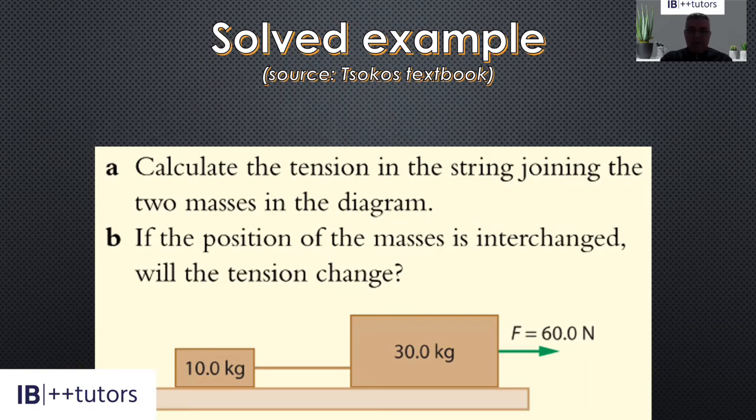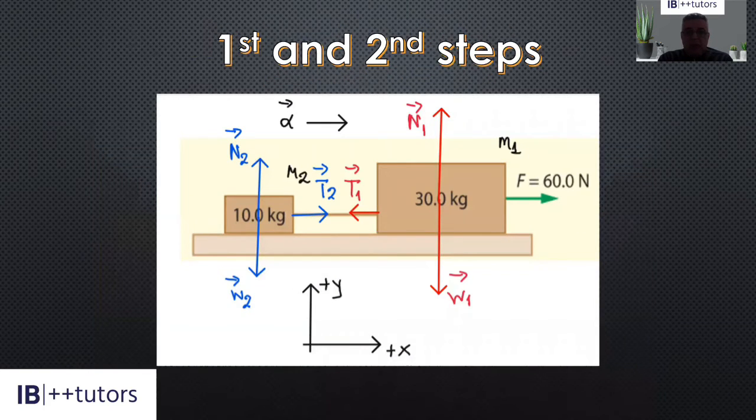And you can see that we have 2 objects and the force being applied on the right one. 60 Newton is the magnitude of the force, 30 kilogram is the mass of the big one, and 10 kilogram is the mass of the small one. You can see that I have applied here the first and second steps. I have drawn the free body diagram for each one of these objects.